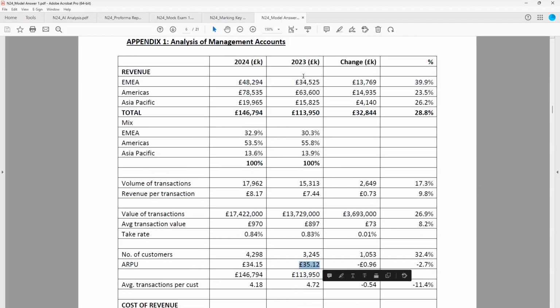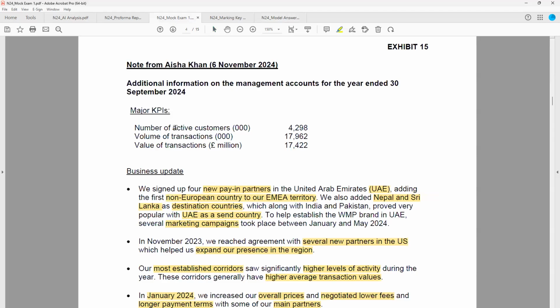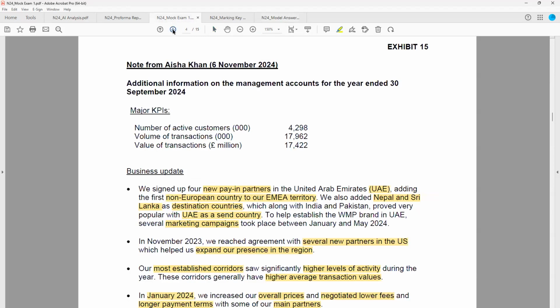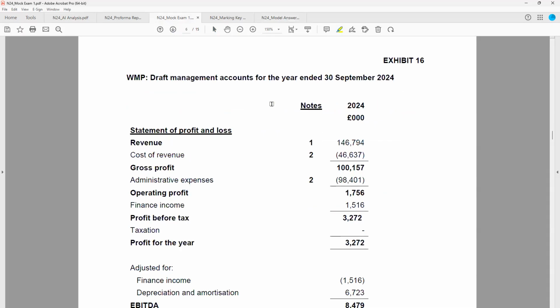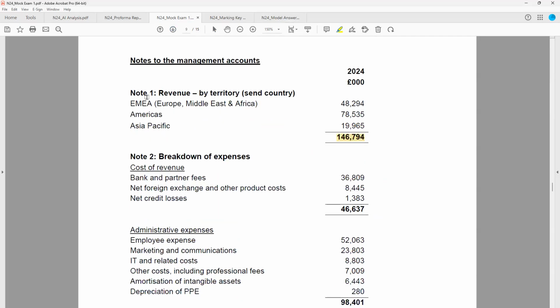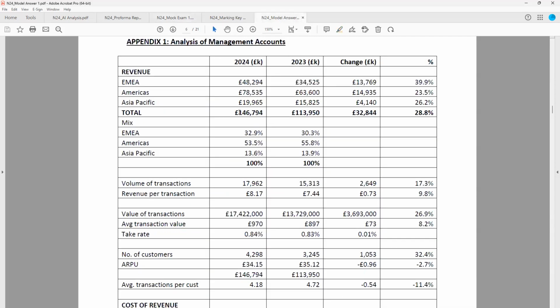So once you've got your 2023 numbers in, then you can put your 2024 numbers in, which you obviously get from the exam paper. So we've got some of the KPI numbers here. You may decide that you want to put all of those in first of all, and then go down to the accounts to put the revenue figure in. But more useful is note one. So you've got all of the numbers here for each region. So you can put those in, but again, just sense check them.